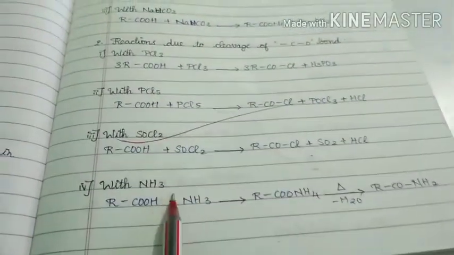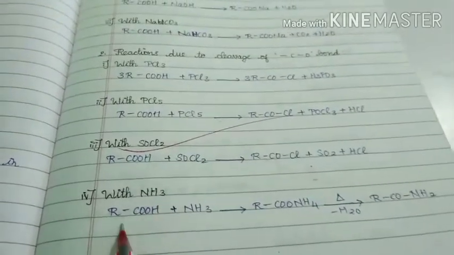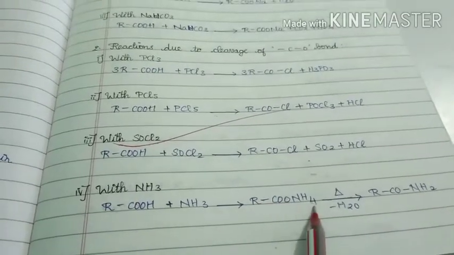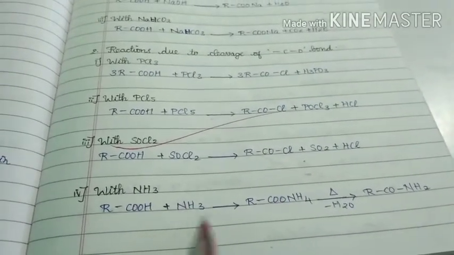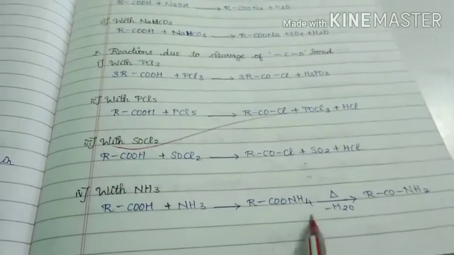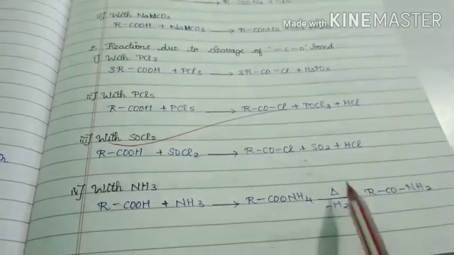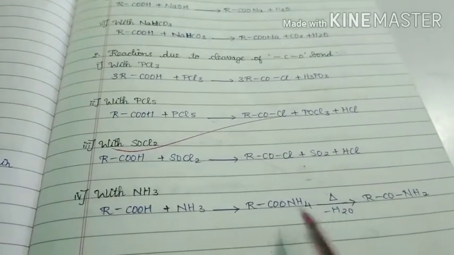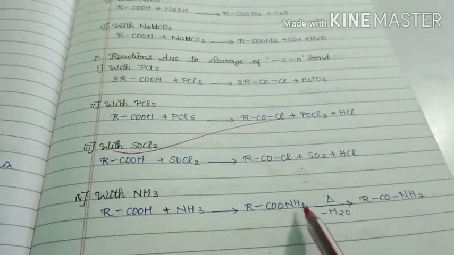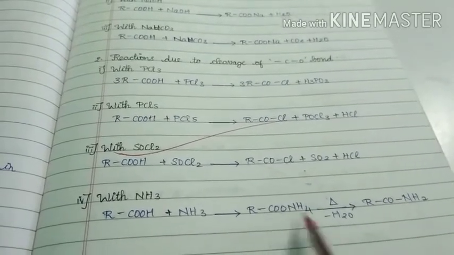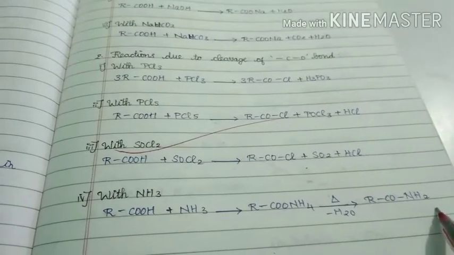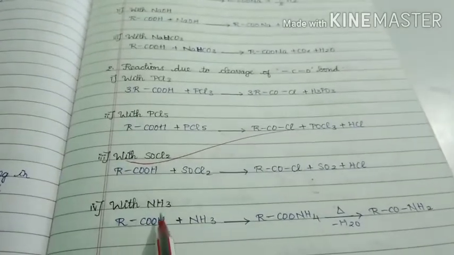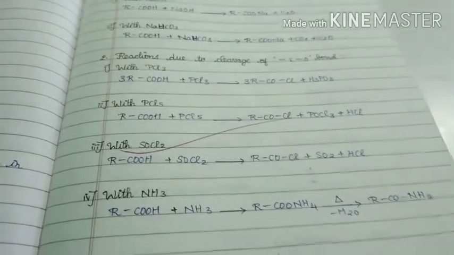Next, with NH3. NH3 means ammonia. When carboxylic acid reacts with ammonia, initially an addition reaction takes place. That means one product will be formed. This part is going to attack here, RCOO and NH4. When this compound undergoes heating, H2O will be removed. Then the remaining part is what? RCO. Two hydrogens are removed from here. That means RCO and NH2 will be left. RCONH2. This is what? Amide. That means what we have to remember? When carboxylic acids react with ammonia, then amides will be formed.